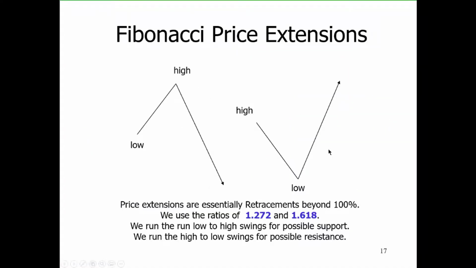As far as Fibonacci price extensions, now price extensions are essentially retracements beyond 100%. You're only using 2 points when you're running the price extensions. Okay, so for example, I'm running a low to a high and extending downwards using 1.272 and 1.618 for possible support. Or I'm taking a prior high to low and extending upwards using the same ratios, looking for possible resistance.